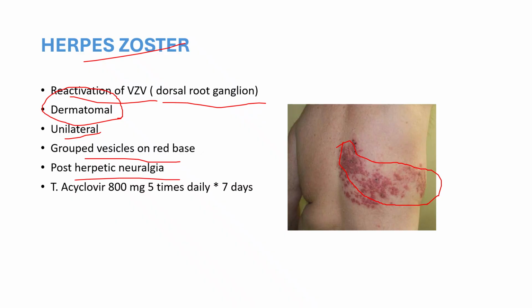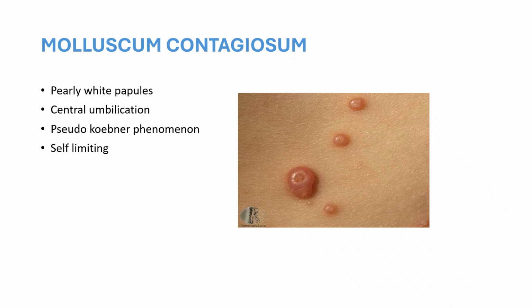And after that, you have a neuralgia, which is called post-herpetic neuralgia, and that can be prevented by giving the patient acyclovir, and the dosage is 800 mg 5 times daily for at least 7 days. So this is the treatment. This is how you identify herpes zoster.